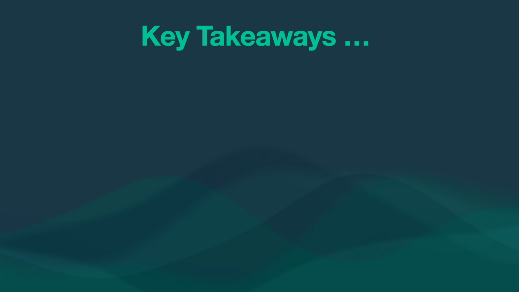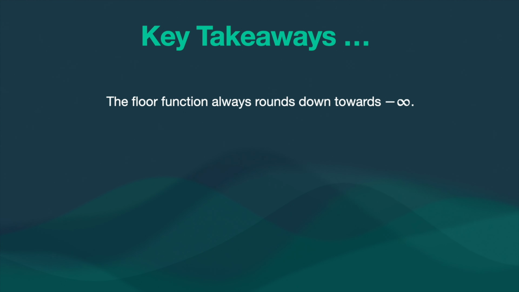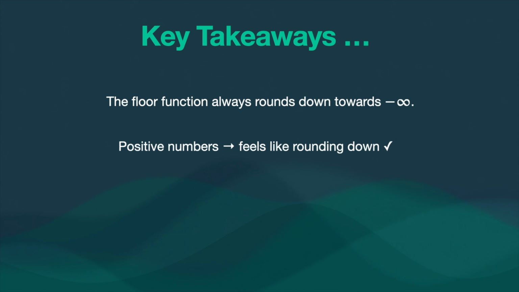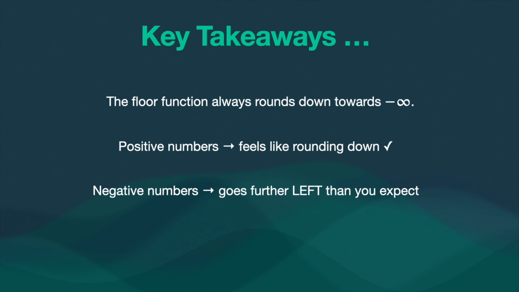So here is one thing I want you to remember from today. The floor function always rounds towards our left, to negative infinity, not towards the right, to 0. For positive numbers, that feels like rounding down. For negative numbers, it goes further left than we expect. If you get that right, you will never lose a point to this again.